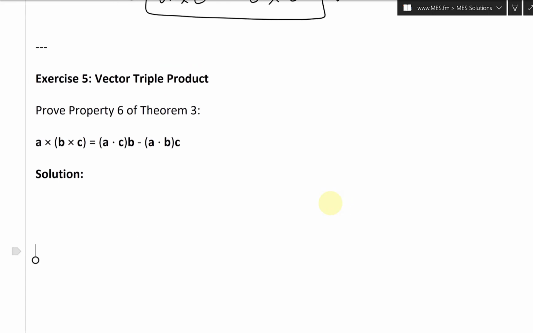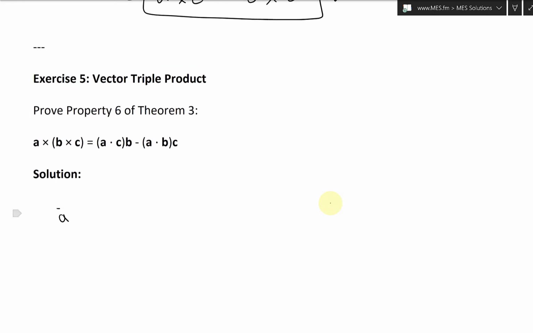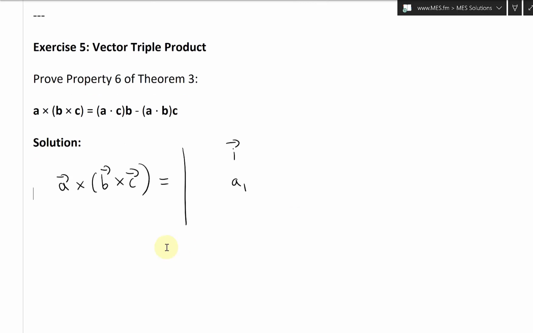All right, so let's write this down in our determinant format: x cross bracket b cross c. Now this is going to equal, well, we have our i, and it's going to be an interesting one because we're going to have a1 here. Let's do this in our head: b cross c, put this underneath here because we're going to do a cross product of it again. So b2 c3 minus b3 c2.